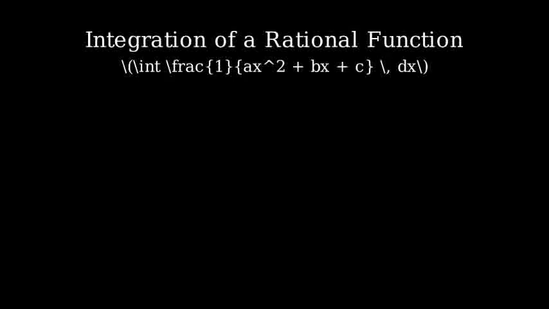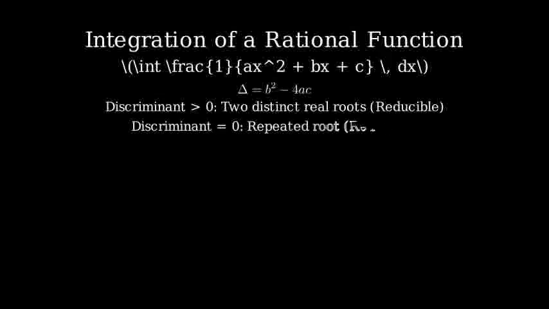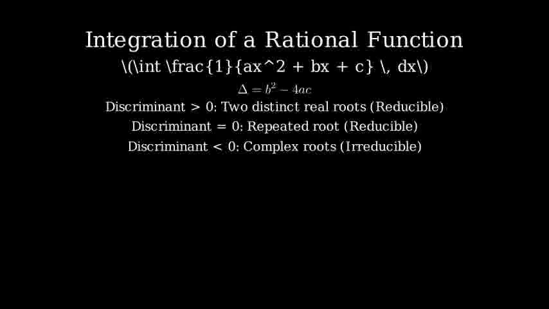First, let's talk about the discriminant. The discriminant is given by b squared minus 4ac. It determines the nature of the quadratic expression. If the discriminant is greater than 0, the quadratic is reducible and has two distinct real roots. If the discriminant is equal to 0, the quadratic has repeated real roots and is also reducible. If the discriminant is less than 0, the quadratic is irreducible and has complex roots.